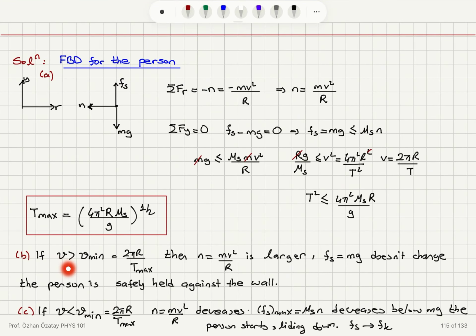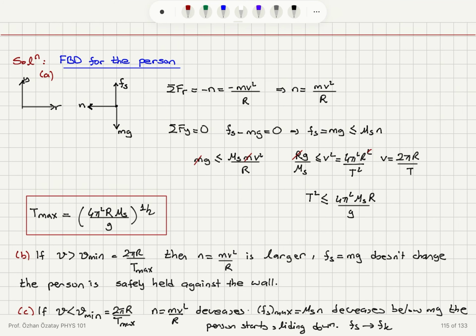If we have a tangential velocity that is greater than the minimum, then we will have the normal force increasing, and Fs should be less or equal to mu s times the normal force. It was equal to mg, and this condition, mg less or equal to mu s times the normal force, will be easily satisfied. The person is safely held against the wall. If the speed is too low, then we have a normal force which is too low, and the maximum value of Fs becomes too low, less than mg, and the person starts sliding down, and the static friction will decrease further to kinetic friction.